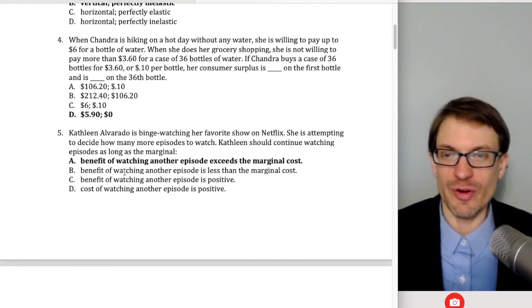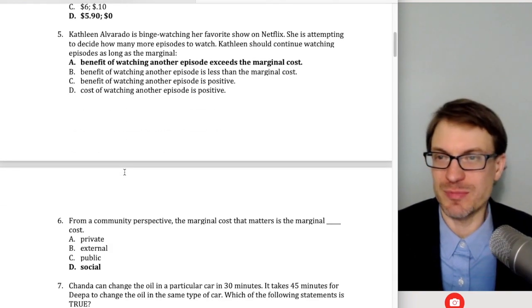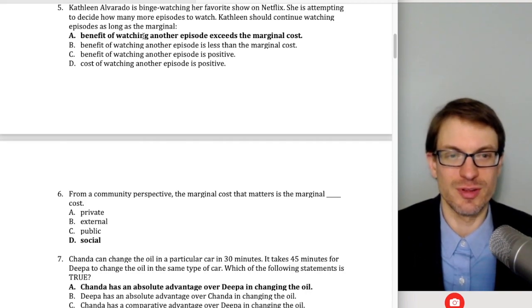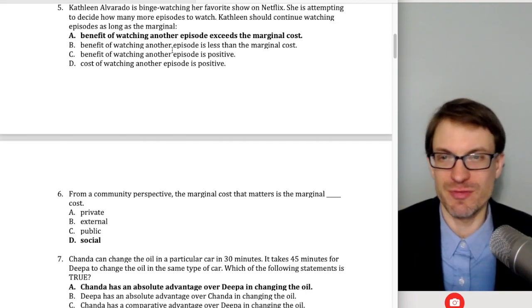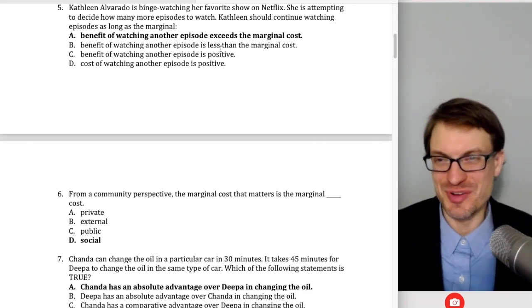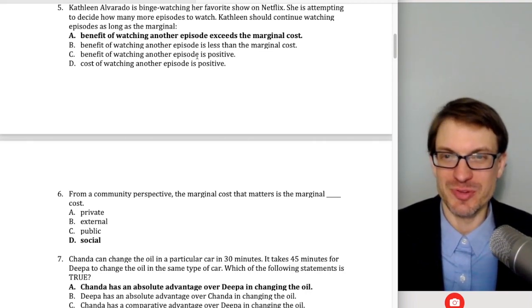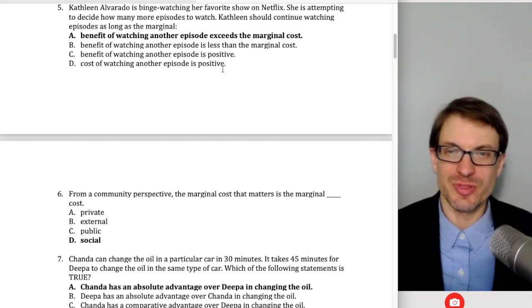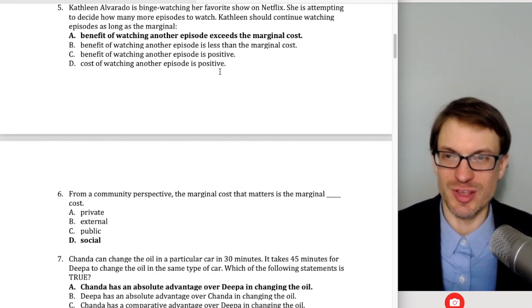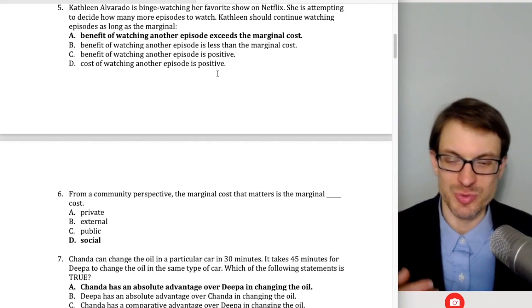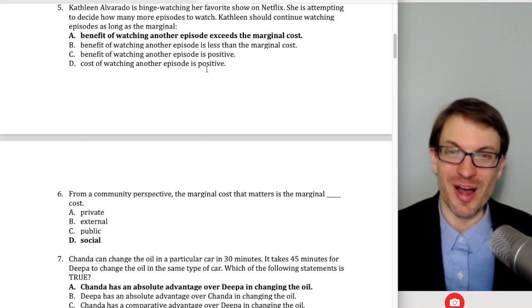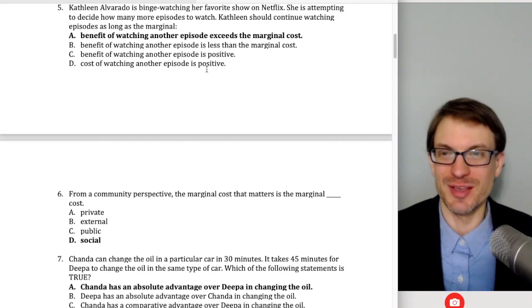All right, binge watching their favorite show on Netflix, attempting to decide how many more episodes to watch. They should continue watching episodes as long as the marginal benefit of another episode exceeds the marginal cost. Let's see, it's not that the benefit is less than the marginal cost. That's bad, you should watch fewer then. The benefit of watching another episode being positive is not our criteria. The cost being positive, no. This is like the rational rule for binge watching on Netflix: continue watching episodes as long as the marginal benefit is at least as big as the marginal cost, right?